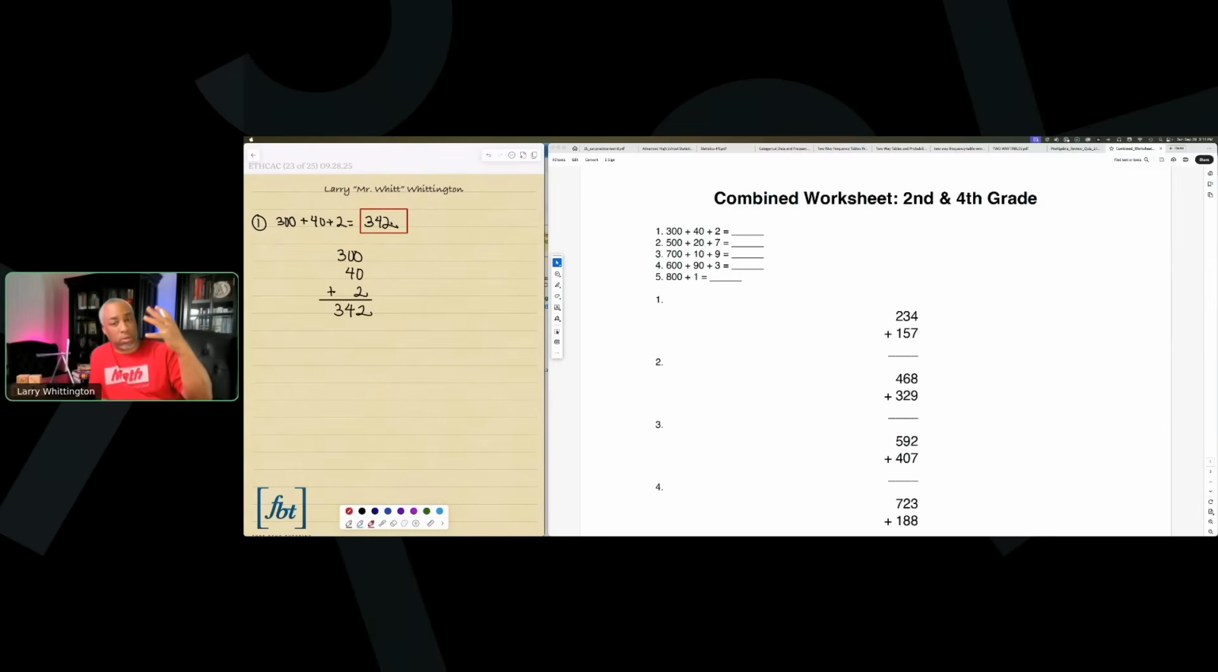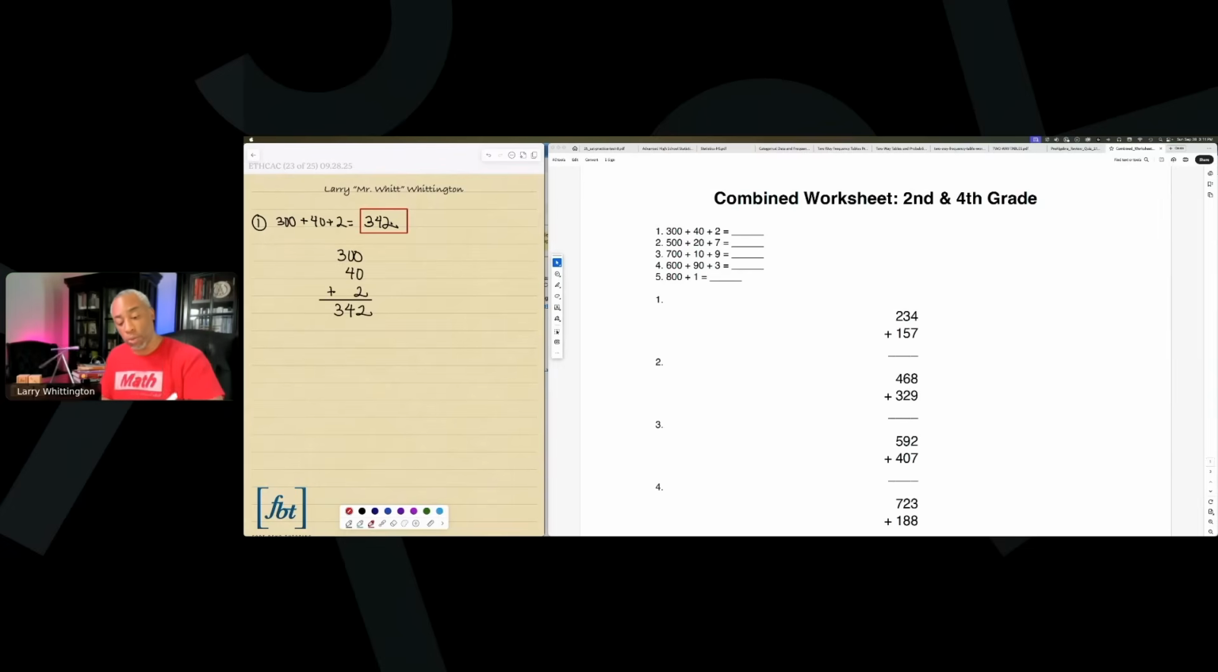So look at it either as adding these values together or the place value that it's representing. And this is what we call your expanded form of the value. You want to add those values together and end up with your standard notation. So you have 342 as the result.